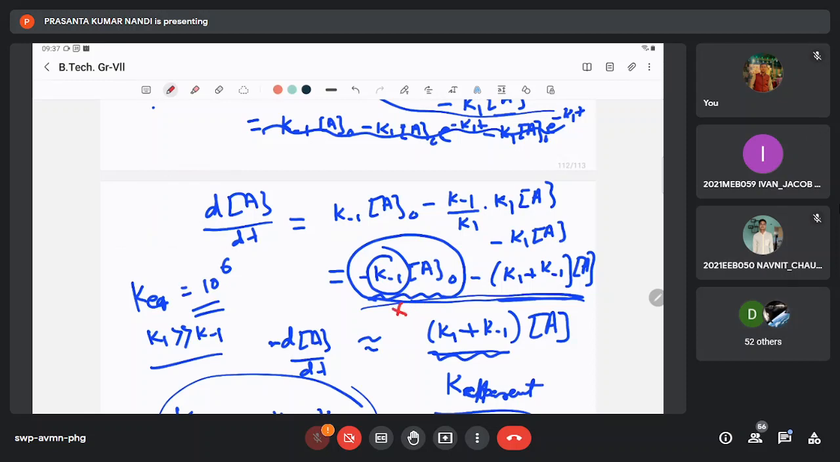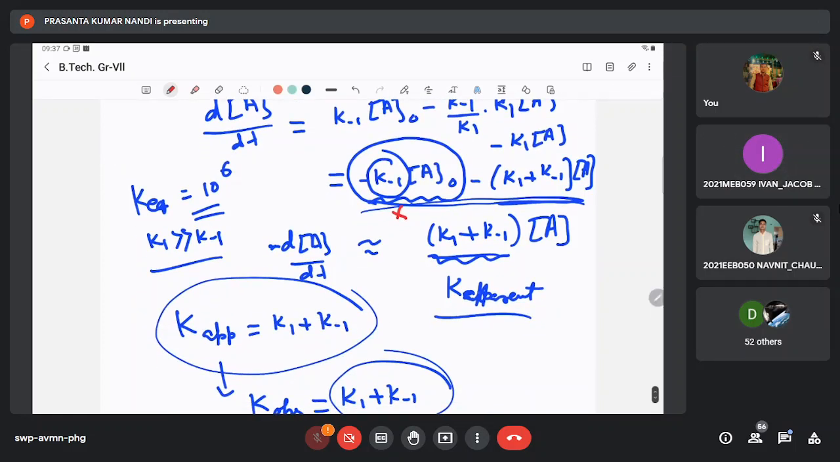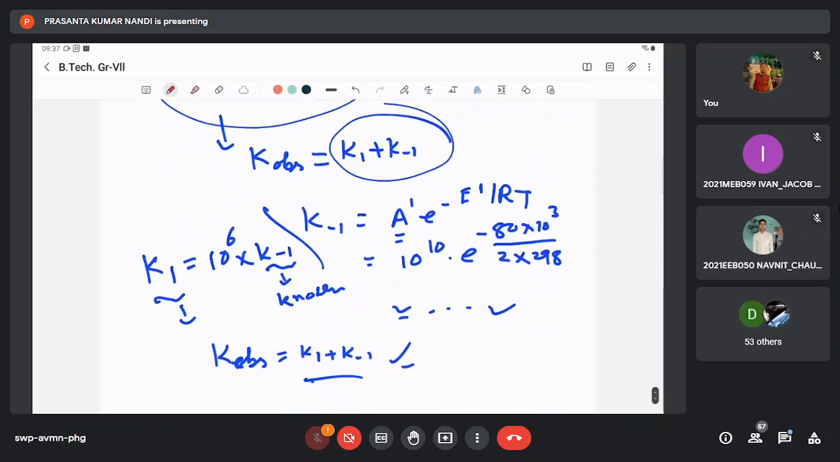Right? Yes, sir, understood. And this is the apparent rate constant. That's why it is apparent, meaning approximate, or whatever you observe, this is what you can get. Because experimentally you cannot get the exact value. So theoretically we can calculate, and we observe like this.